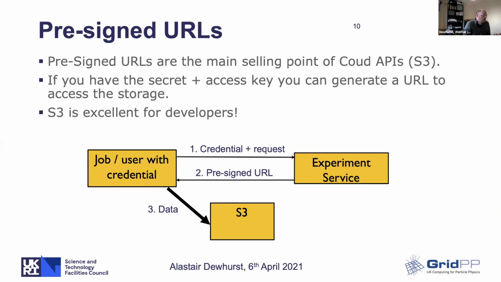Okay, so continuing, just to come back to S3 and start focusing on the stuff that we're building on top of it. So why is S3 good? The main selling point, if you weren't already aware, is pre-signed URLs. What they allow you to do is, if you've got the secret and the access key, you can generate a URL to access the storage. You don't need to talk to the storage. You've got enough information with those two bits of information to generate it. And then you can give that to anybody you like, and they can then do that operation. So it's really excellent if you're developing software for it, which your users can then do.